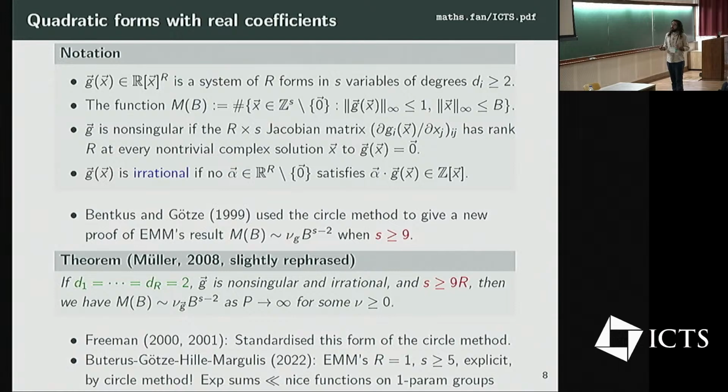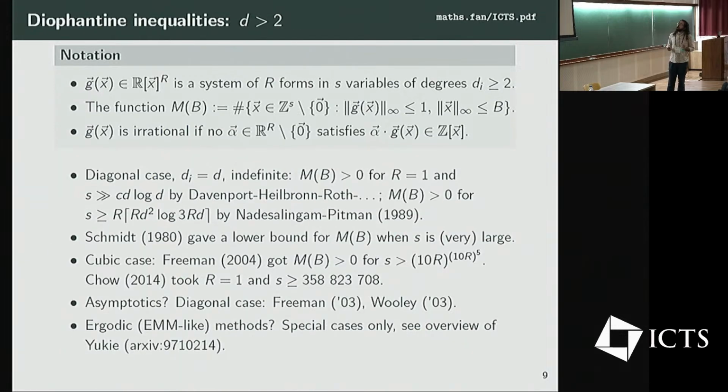Oh yes, thank you very much. That should be a -2R. Thank you for pointing that out. Okay.